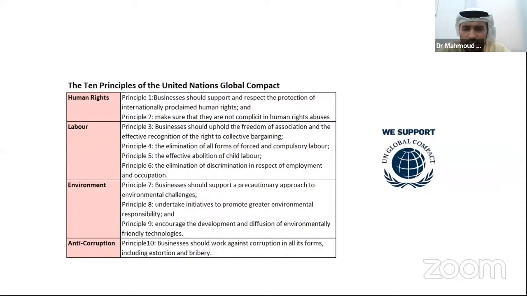We managed to get 150 businesses to join this initiative in Dubai. And we think this is a great platform for companies to join and become more sustainable, especially as the first two actually focus directly on the social side, human rights and labor rights.